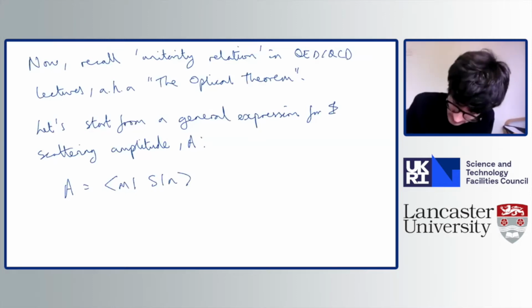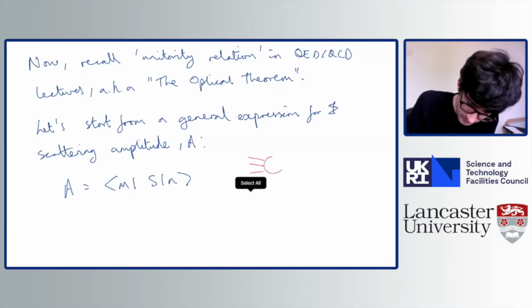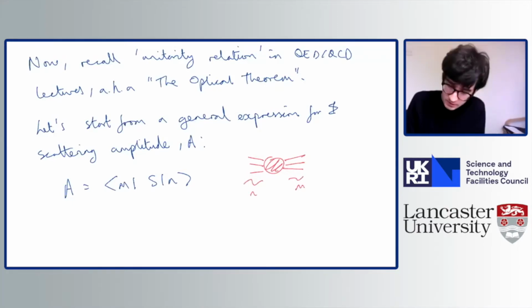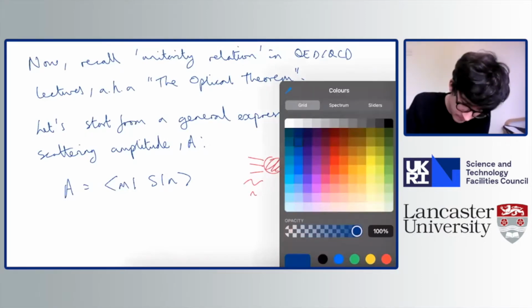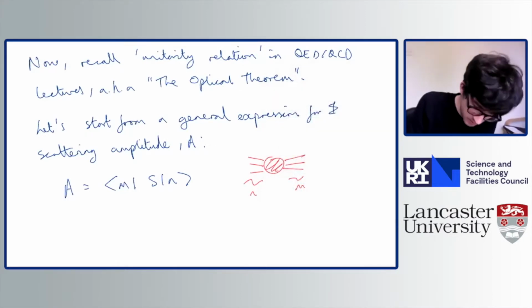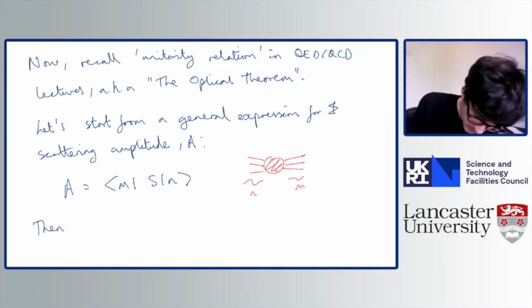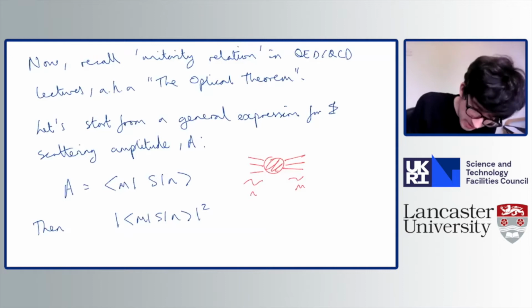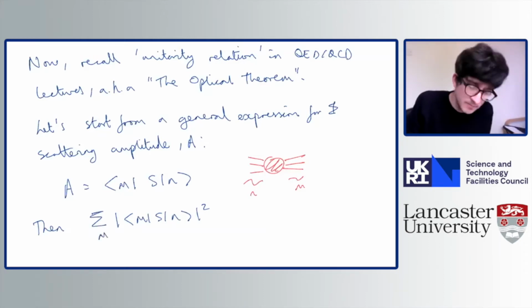And let me draw a picture for that. So we're going from some state n to some state m. Very schematic. So that's n, and that's our amplitude. Then the probability is the amplitude squared. So let me write that first of all. It's the probability of going from n to m. But now let's sum over all of the possible states m.